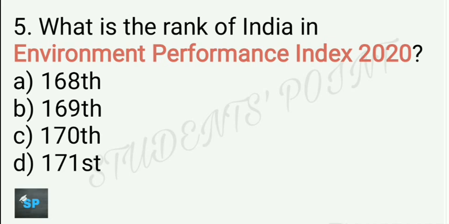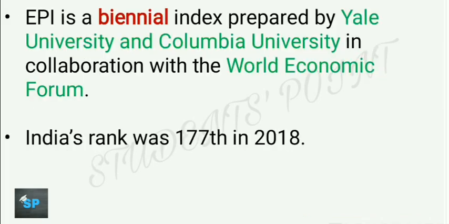So let's move ahead. The fifth question. What is the rank of India in the Environment Performance Index 2020? India has been ranked in this Environment Performance Index 2020 as 168th. So here A is the right answer.